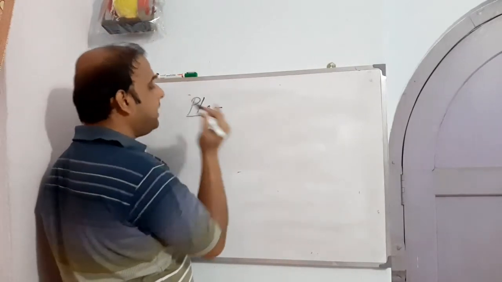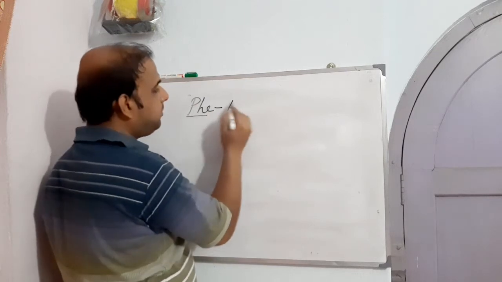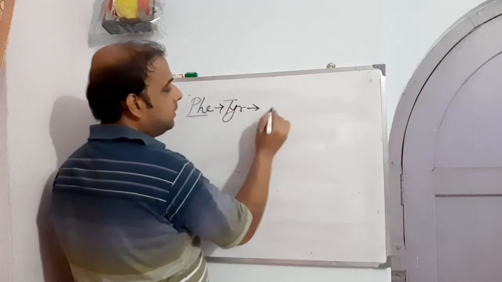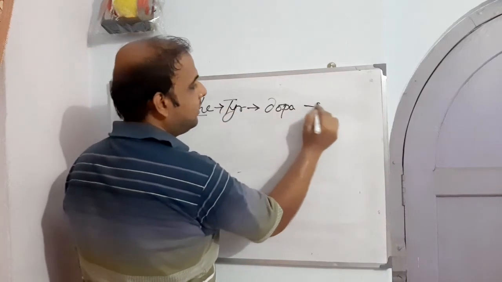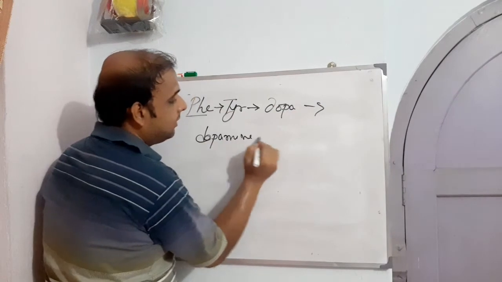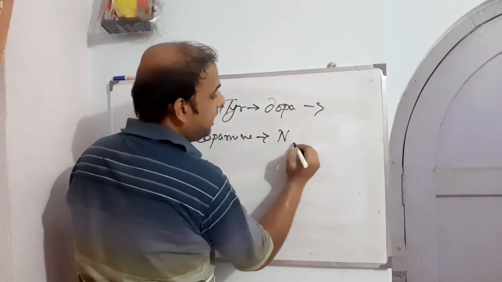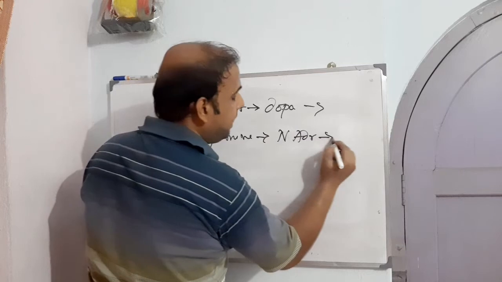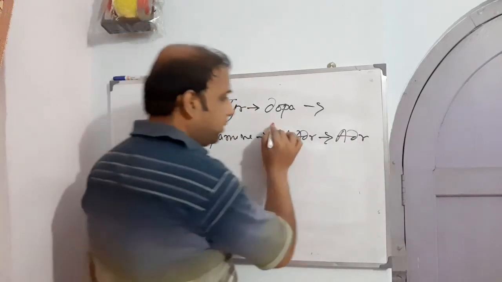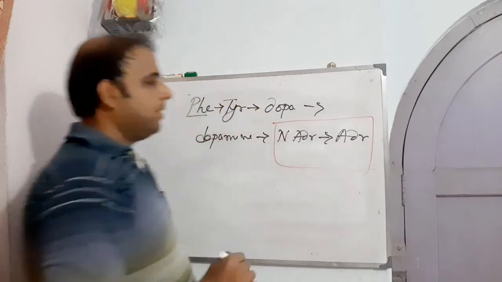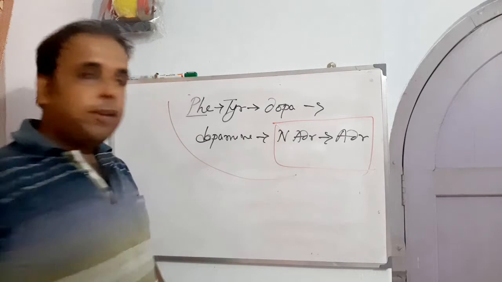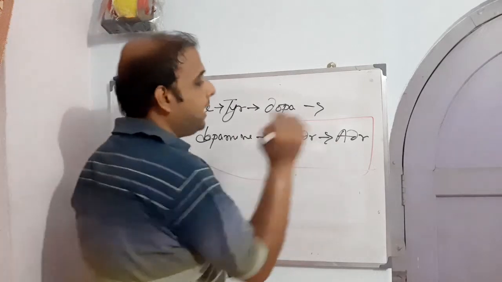So phenylalanine, then tyrosine, then dopa, then dopamine, then noradrenaline, and finally adrenaline, right? And we are concerned about this. So this is found to be the biosynthetic pathway of what? Biosynthetic pathway of noradrenaline as well as adrenaline, right?